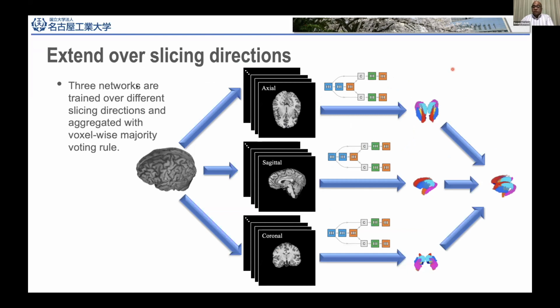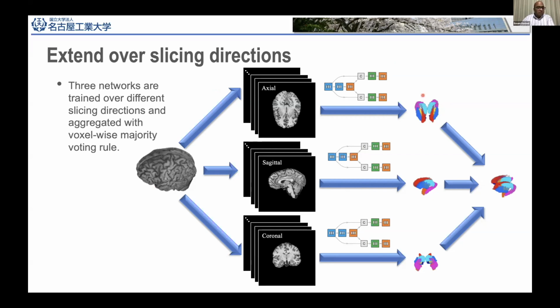We also do the segmentation over different slicing directions. After slicing along different directions, so we used 3 architectures, one for each slicing direction, we found that after doing the aggregation with a voxel-wise majority voting rule, the segmentation is quite improved compared to the segmentation along just one direction.